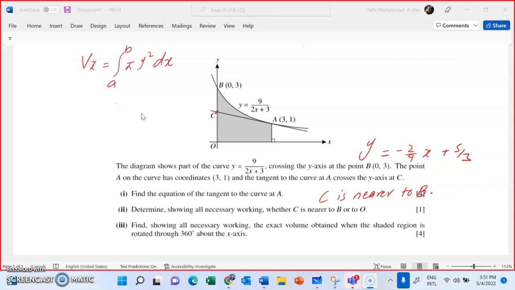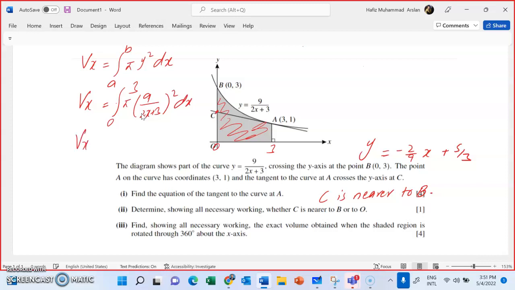So the volume around x is equal to the integral from a to b of pi y squared dx. So that means V is equal to, the limits are from 0 to 3 because this is the shaded region. So 0 to 3, then y is 9 over 2x plus 3, whole squared, pi dx. If we simplify this, it will be 0 to 3, pi can be written here, so it will be 81 over 2x plus 3 squared dx.